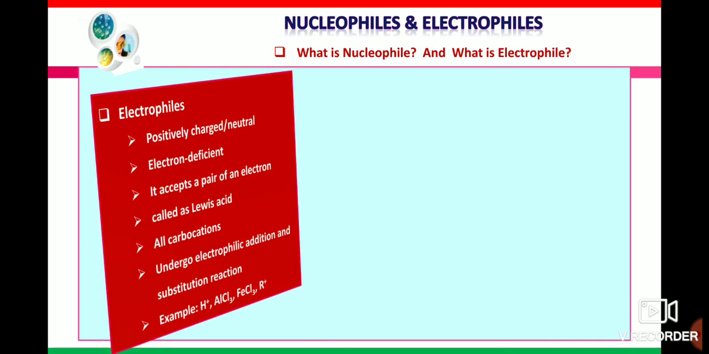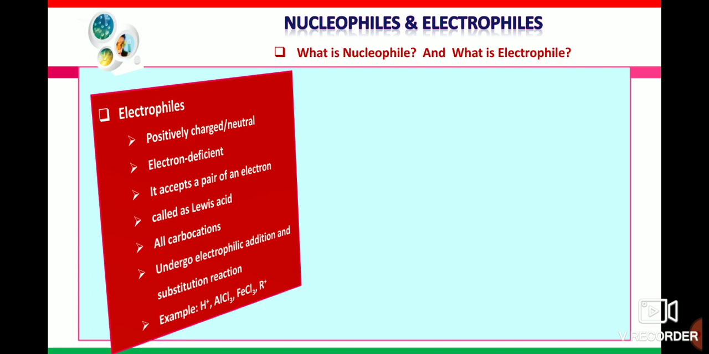Consider the definition of electrophile and nucleophile. Any positively charged species or ion or neutral molecule having vacant orbitals is called an electrophile. Electrophiles are electron deficient. They are positively charged. They accept the electron pair and make a covalent bond. All Lewis acids and carbocations act as electrophiles. Electrophiles generally undergo electrophilic addition and electrophilic substitution reactions.